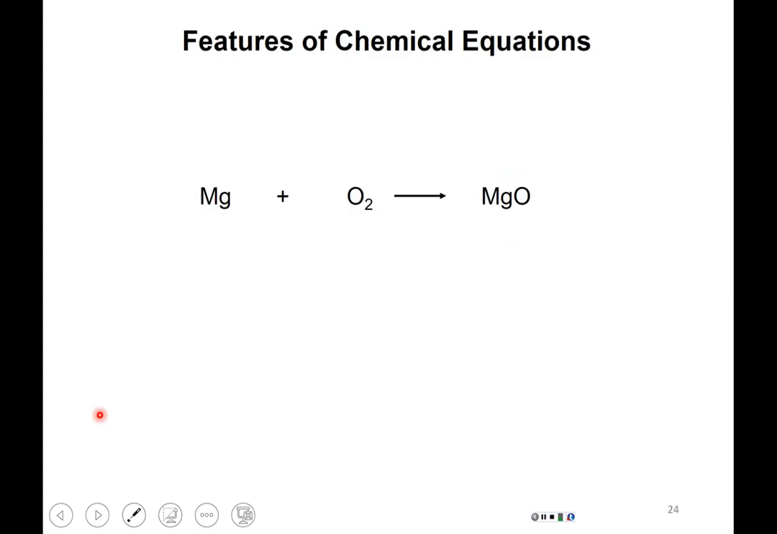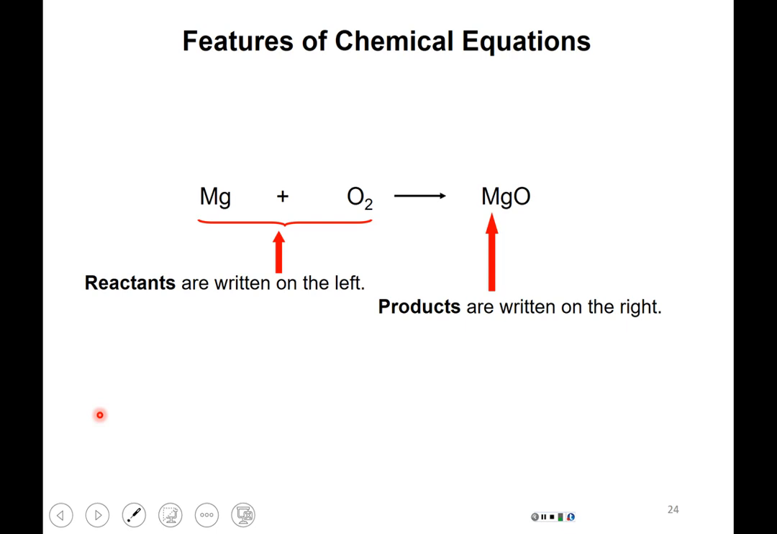And so if you were trying to balance this from scratch, you first would write out magnesium plus oxygen goes to magnesium oxide, and then you would look at each atom and try to balance that. So reactants are written on the left, products are written on the right, and there's a yield arrow. So that arrow is telling you the transition from reactants to products.